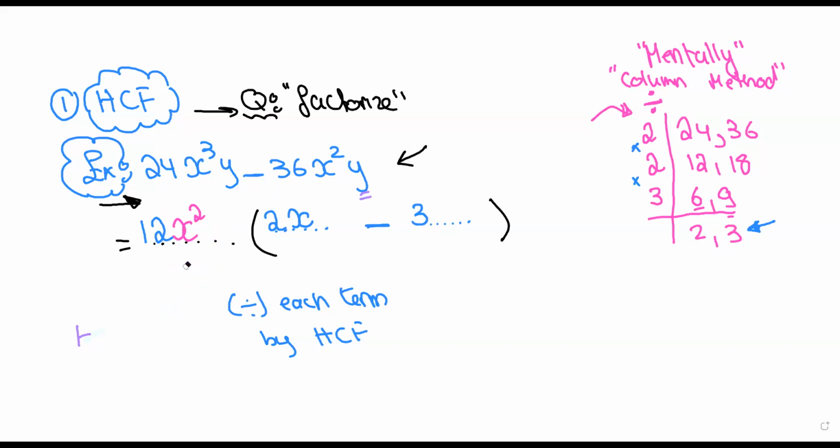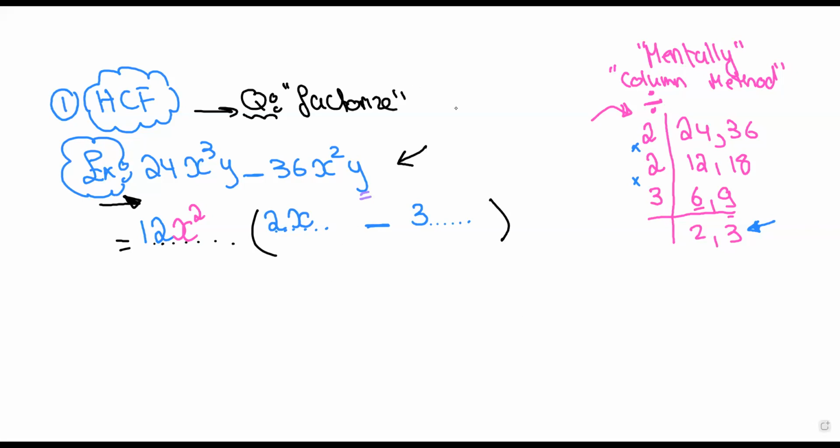So here goes your factorization. And if you wish to check that your answer is correct, you can also always multiply. So when you multiply, you will get the blue. And this is the first part of your factorization, which is the highest common factor. So that was the first part, which is factorization using the highest common factor.